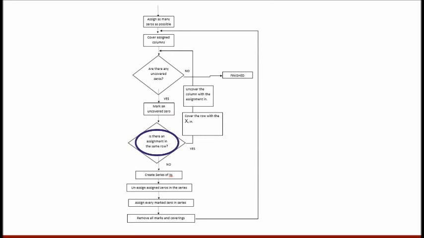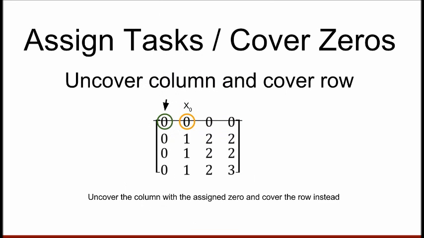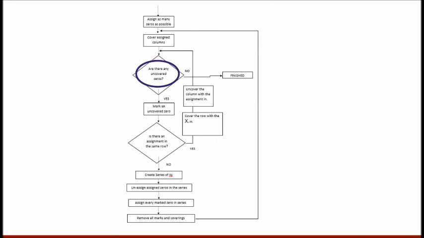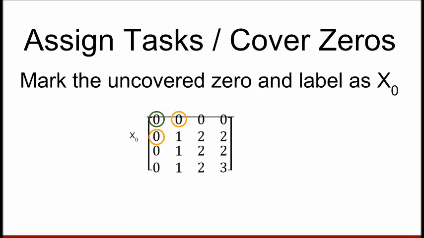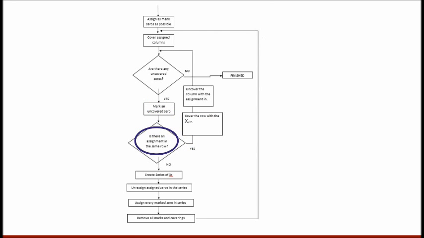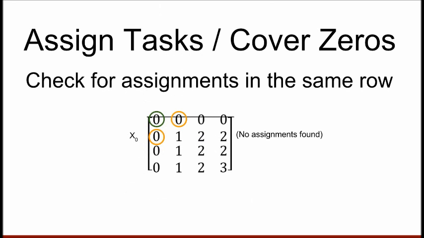You then check if there's an assignment in the same row as x0. There is in this case. So we cover that row and uncover the column with the assignment in. Then you go back and check again. Are there any uncovered zeros? Once again, yes. So we mark it, and now this one becomes x0. However, this time when we check is there an assignment in the same row, the answer is no, there isn't.